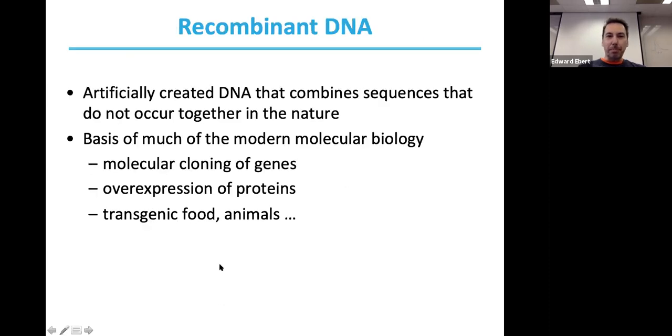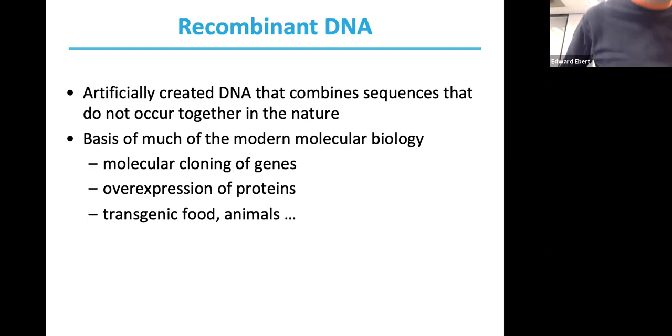But anyway, let's start with the idea of recombinant DNA. Our recombinant DNA is just artificially created DNA. We can either mimic sequences that we have seen in nature, or we can make completely new ones. But our recombinant DNA ends up being the basis of a lot of our modern molecular biology.